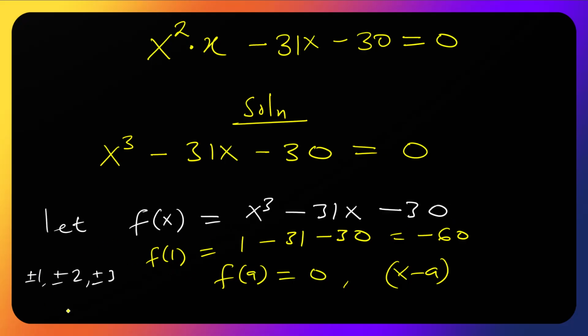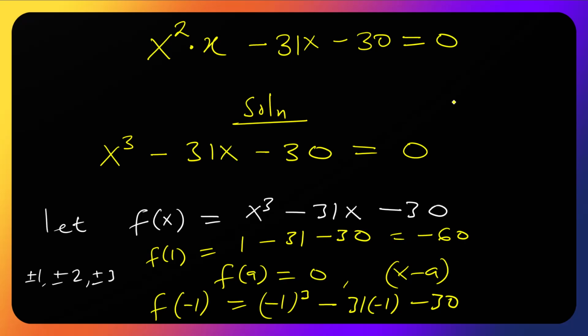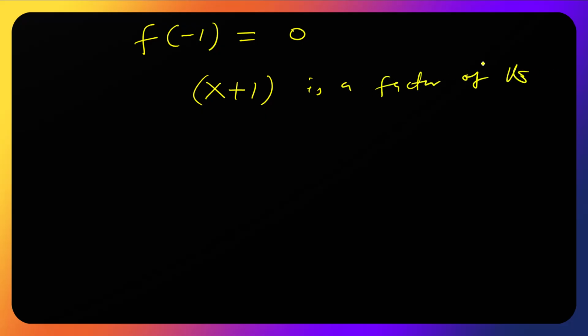So let's proceed with minus 1, f of minus 1, so minus 1 cubed minus 31 times minus 1 minus 30. So this side will be minus 1, and this side will be plus 31, so minus 30. Now this side will be 30 minus 30 is 0. So we are free to go, equals 0. And therefore we conclude that since f of minus 1 equals 0, x plus 1 is a factor of the polynomial f of x.